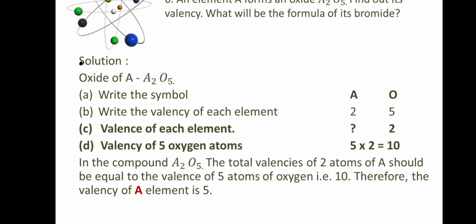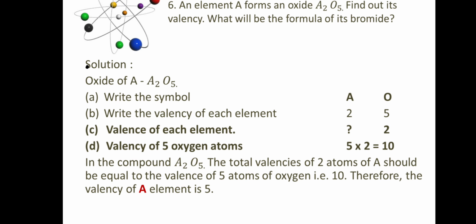So kailangan lang maging balance dito, itong dalawa. Okay? So, for oxygen, we have the valency of each element, 5. Then the A is 2. Then the balance of each element naman, of atom, we have here A is 5 and oxygen is 2. So, kailangan mo lang i-balance. So, in the compound A2O5, the total valency of 2 atoms of A should be equal to the valency of 5 atoms of oxygen. So, it makes us 10. Therefore, the valency of element A is 5. Yun na nga. Kailangan lang maging balanse.